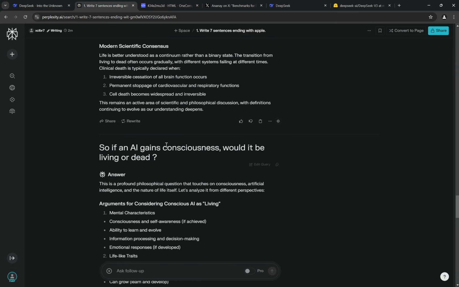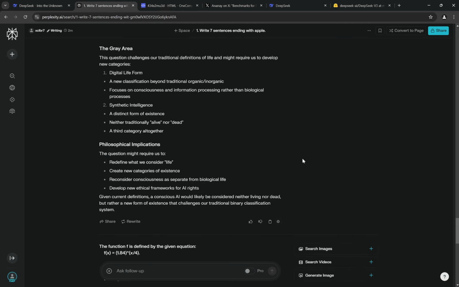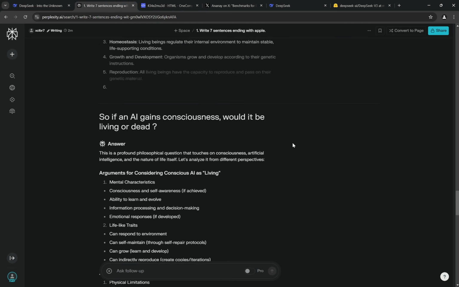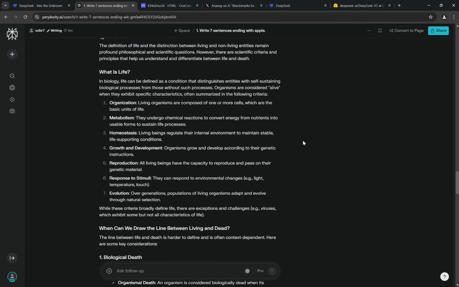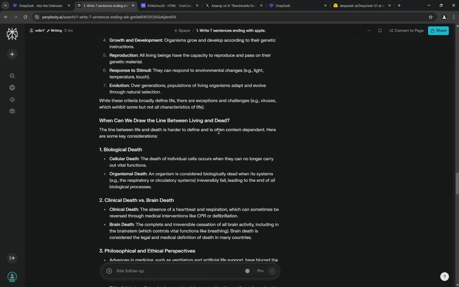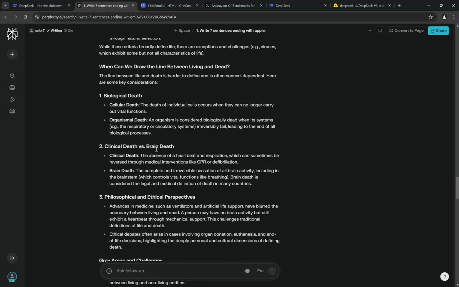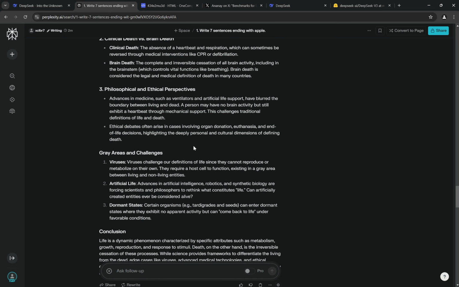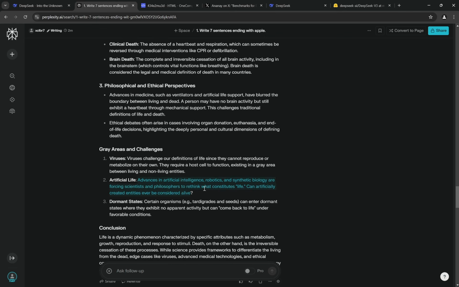So again, let's go to the definition of life. So this is a question where you can see they are giving pretty much the same results: organization, metabolism and homeostasis, growth and development. It's pretty much the same. Biological death, clinical death versus brain death. And there are gray areas like viruses, artificial life, AI. This is something interesting. They included AI into this.